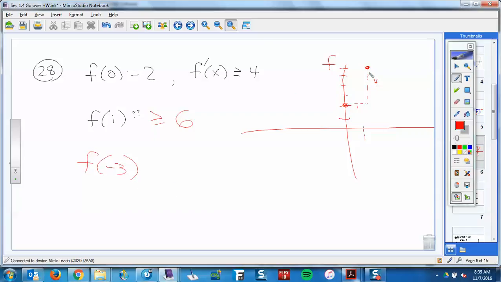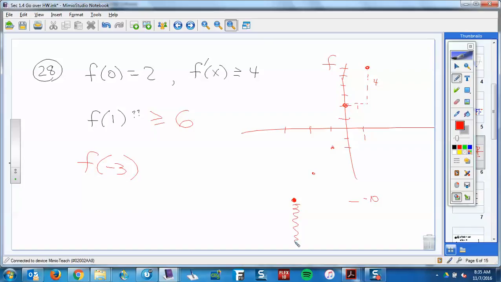Well, if you go over 1 and up 4, what do you do if you go backwards? You go down 4, so that would put you at what, -2? And then another one would put you at -6, and another one would put you at -10. Now, here's -10. So the question is, are you down here or are you up here? It didn't say it equaled 4. So if it equaled 4, you'd be right here. It said the slope was greater than or equal to 4. So what other y values could we have?